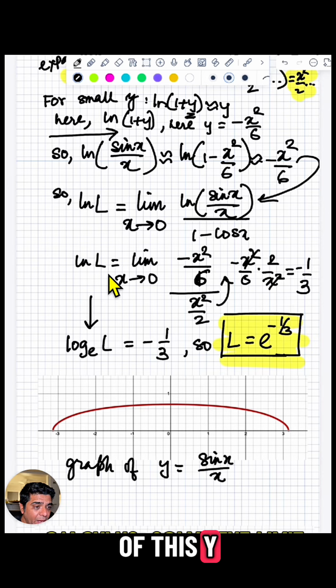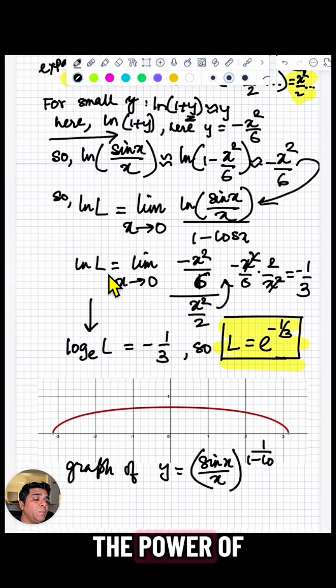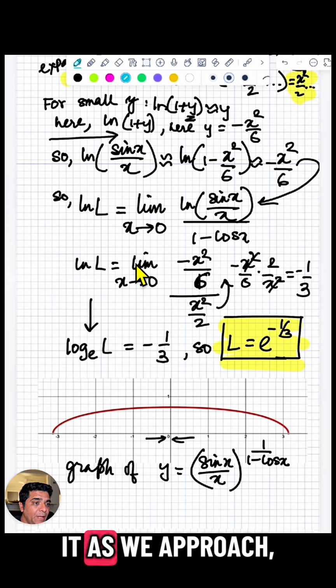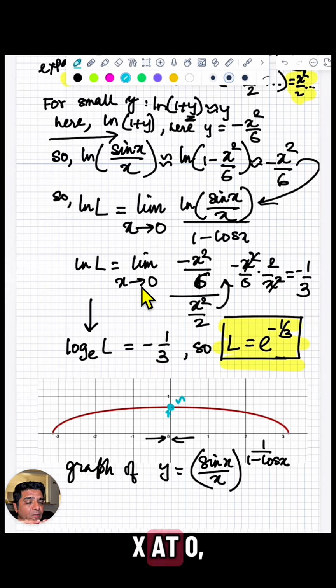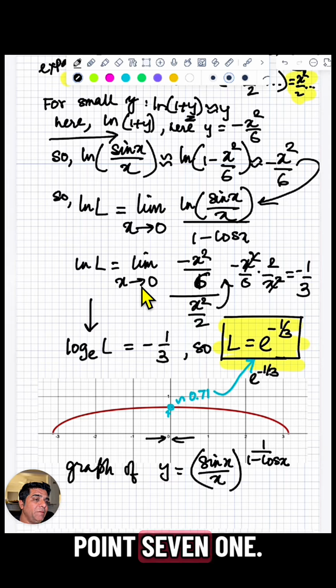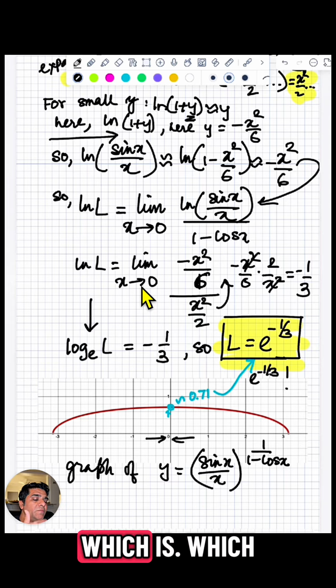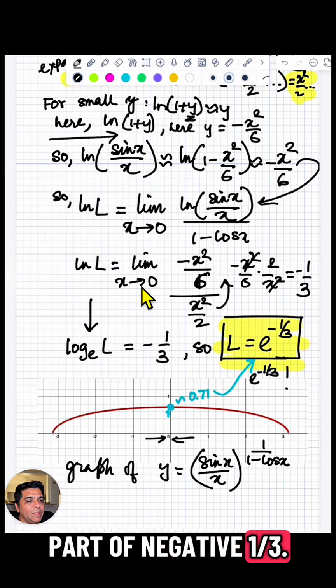Now the graph of y equals (sin x over x) to the power of 1 over 1 minus cosine of x, when I graph it as x approaches 0, the y value is 0.71, which is basically e to the power of negative 1/3. And that is our final answer.